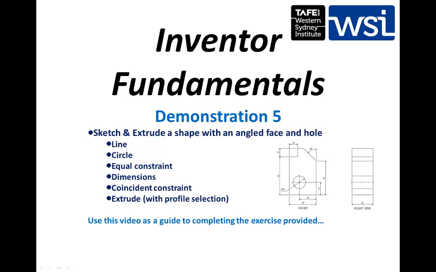In demonstration 5, we will sketch and extrude a shape with an angled face and a hole which is part of the original profile sketch. In sketch mode, we'll use the line and circle commands. We'll also use the equals constraint. We'll use various dimensions applied as required, and we'll use the coincident constraint before finally, in 3D solid mode, extruding the profile with the additional step required here of selecting the profile from a number of different choices.